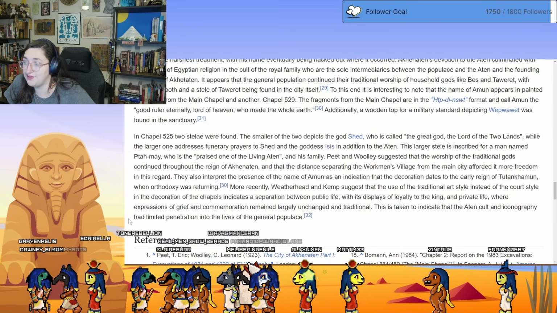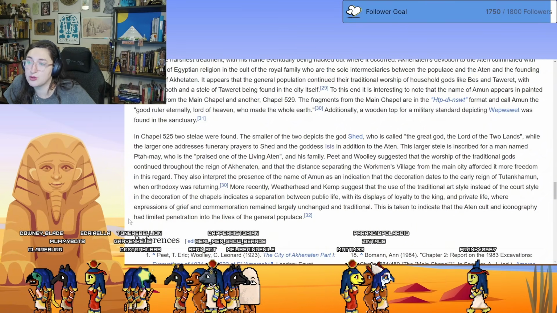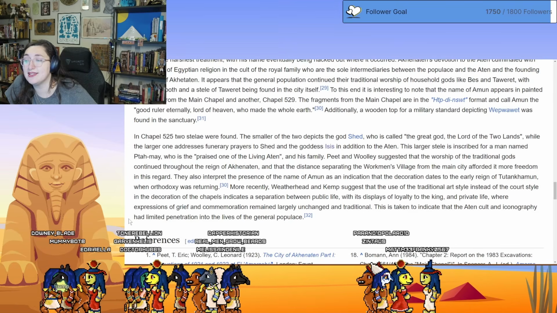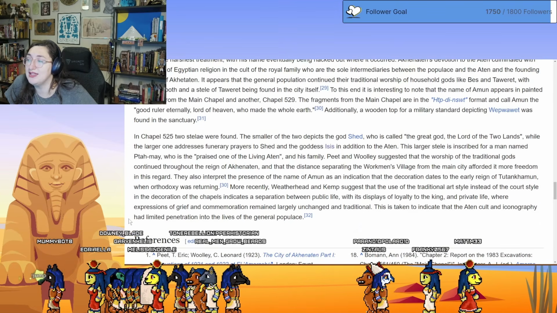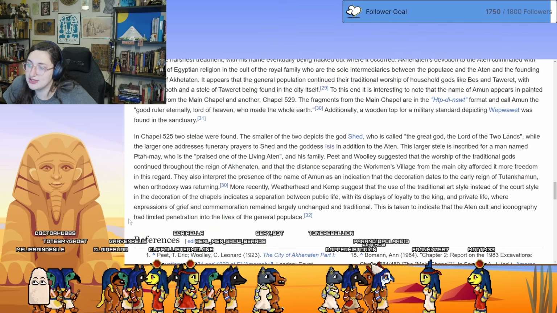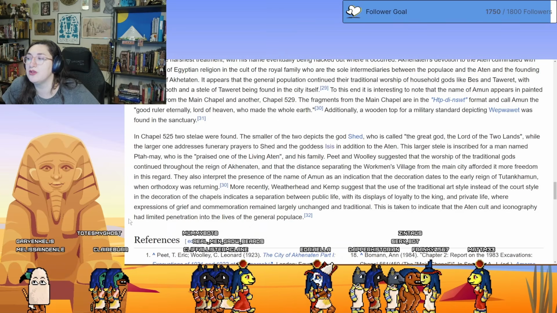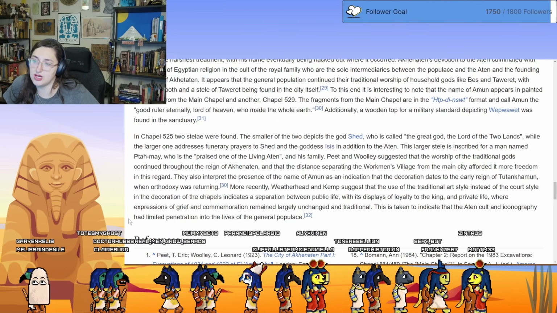Petrie and Wilkinson suggest the worship of the traditional gods continued throughout the reign of Akhenaten, and that the distance separating the workman's village from the main city afforded it more freedom in this regard. They also interpreted the presence of the name of Amun as an indication that the decoration dates to the early reign of Tutankhamun, when orthodoxy was returned.